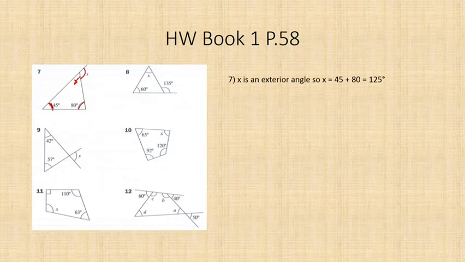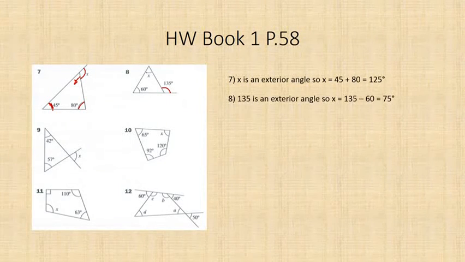The same goes here for question 8. If you want to find a missing angle here, I know that this exterior angle equals this x plus 60. So to get x, I will just subtract 60 from 135. So it's going to be equal to 75.